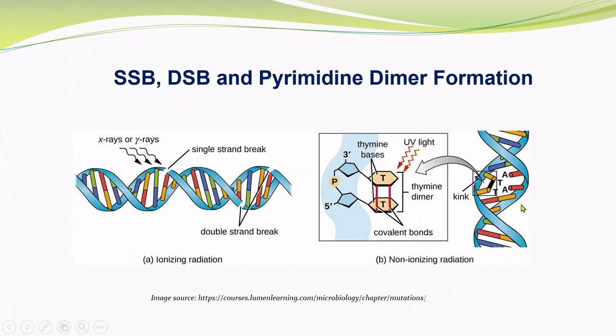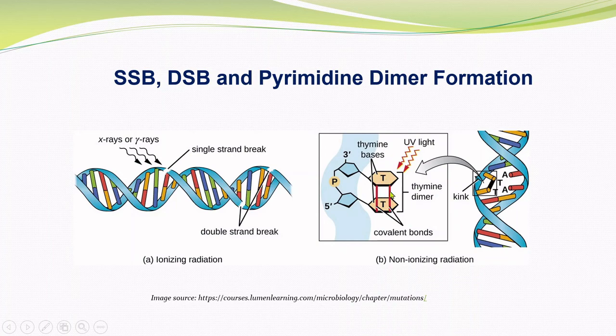Let's see how UVB light damages the DNA. See, when a DNA molecule is exposed to UV light, two adjacent thymine bases become covalently linked together. That means if in a DNA strand there are two thymines existing adjacent to each other and they become exposed to UV light, these two thymine bases will become covalently linked together forming a thymine dimer.